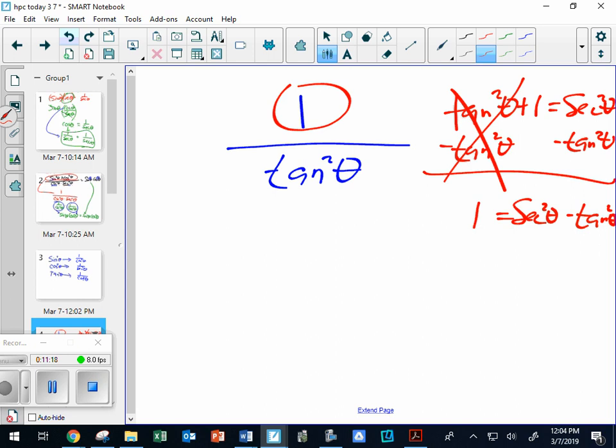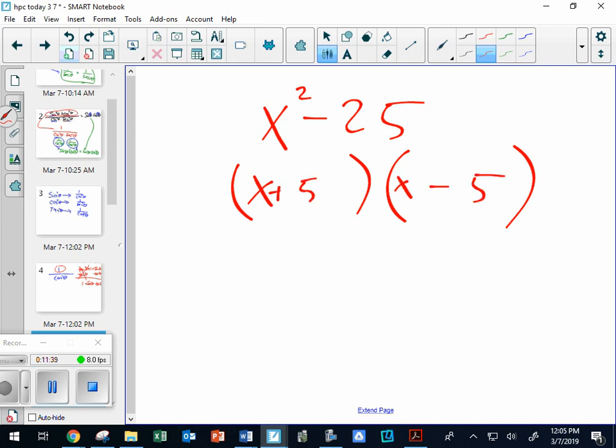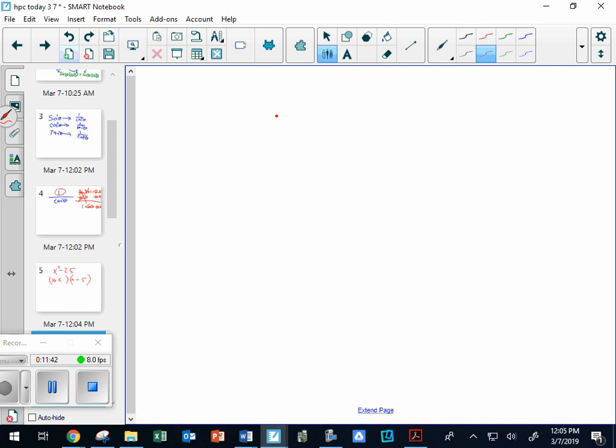Okay. And now we need to take a moment for factoring. Would you agree if I had this, that it can be factored? You forget how to factor that? It can be factored. What is it? X plus 5, x minus 5. So why do you think I'm saying that? Because you just said, was it cosecant minus, no, it was secant minus tangent? Is that the one you just did? Yeah. Okay. Secant squared minus tangent squared.